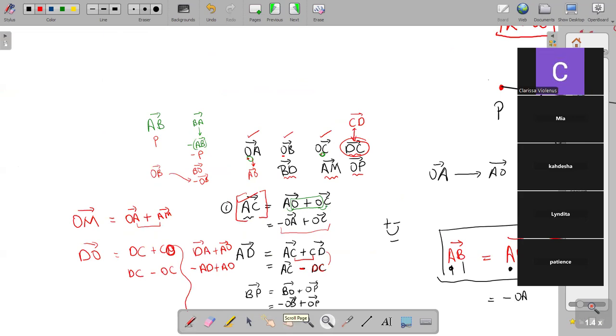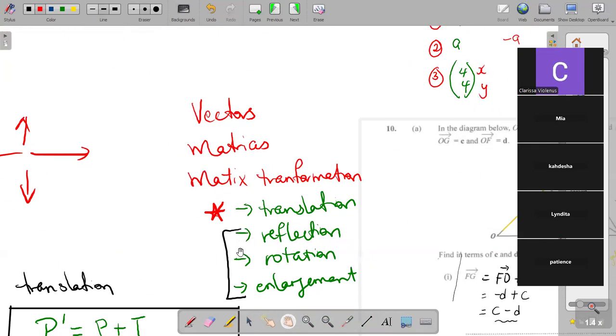You're going to need to know what it means for two vectors to be equal. You need to know what it means for two vectors to be parallel or two points to be collinear. And I think you also need to be able to write vector equations. Again, all of those I can teach using examples, so that's perfectly fine. Now, let's get into matrices.